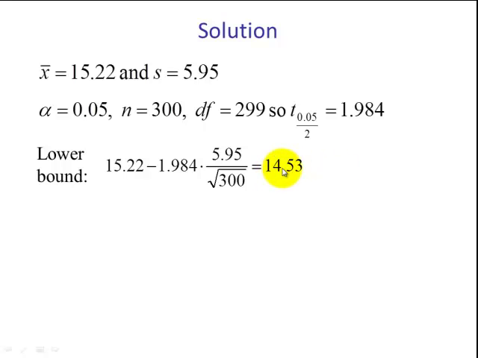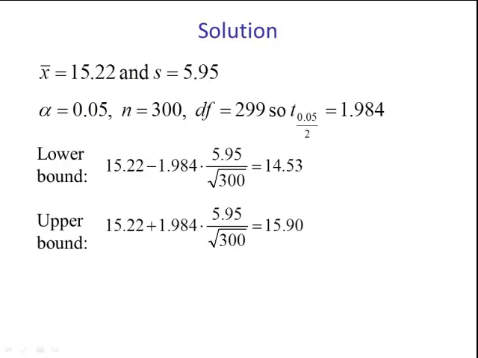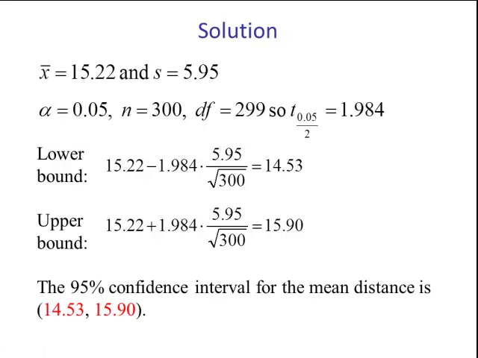The lower bound turns out to be 14.53. The upper bound turns out to be 15.90. The 95% confidence interval for the mean distance is 14.53 to 15.90. So let's interpret this confidence interval.